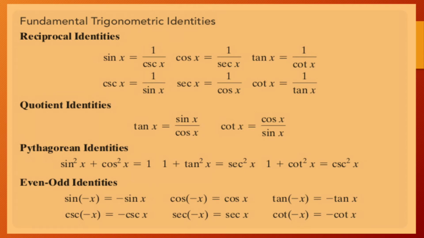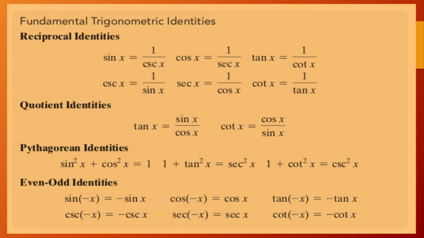And for the cotangent x, we have cosine x over sine x. The most familiar identities are the Pythagorean identities. So we have sine squared x plus cosine squared x is equal to 1. And we have 1 plus tangent squared x is equal to secant squared x. And then we have 1 plus cotangent squared x is equal to cosecant squared x.